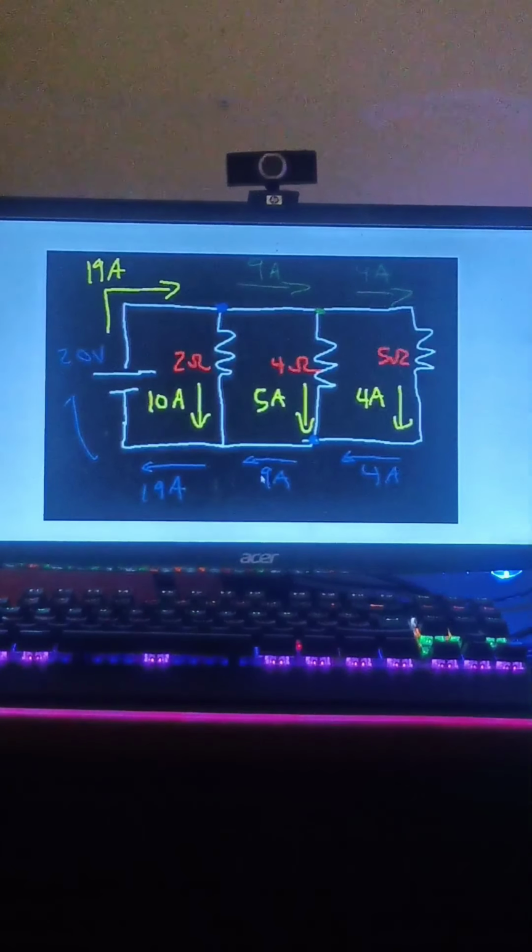It drops 10 amperes here, so the remaining is 9. It drops 5 amperes here, so the remaining is 4. Then the 4 amperes go through here. Then it is 9, then 10, back to the supply. So Kirchhoff's law: 19 minus 19, back to 0.